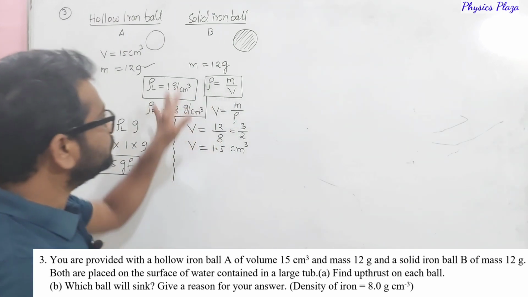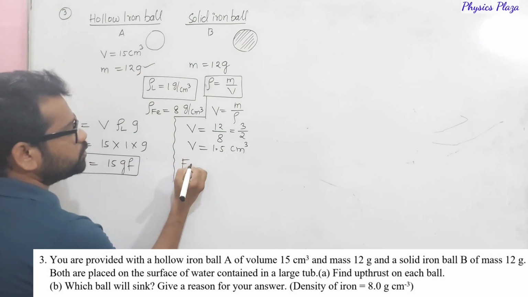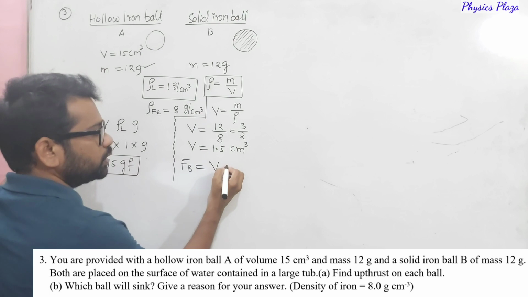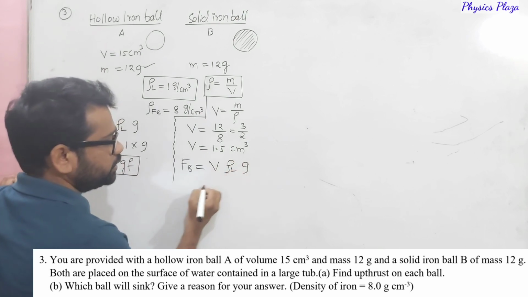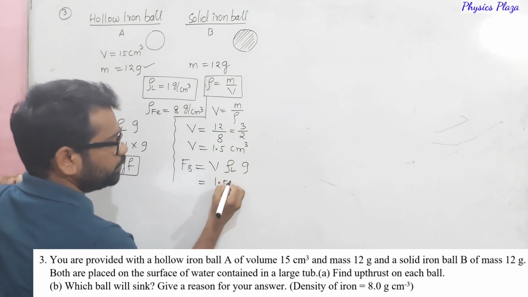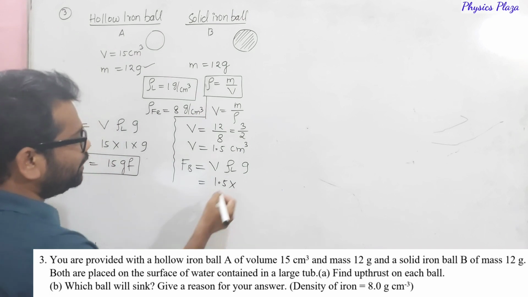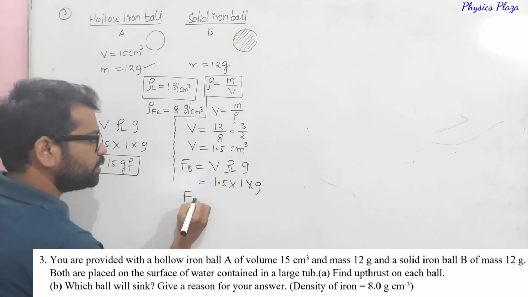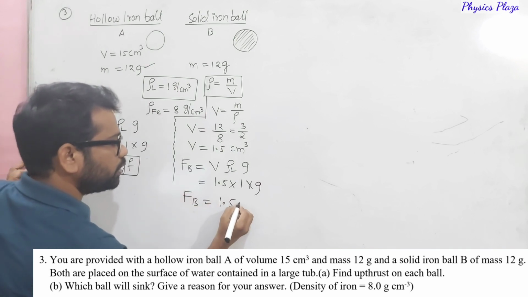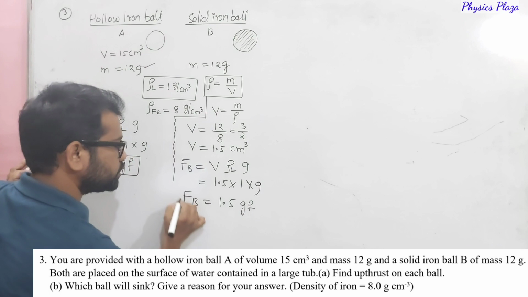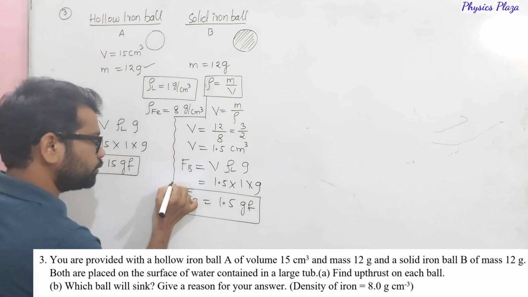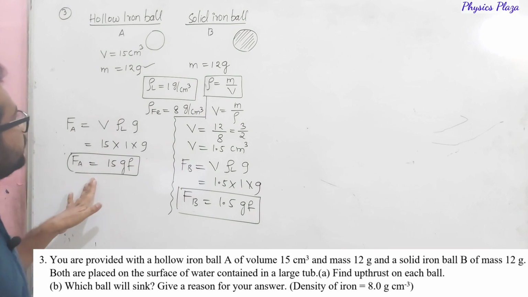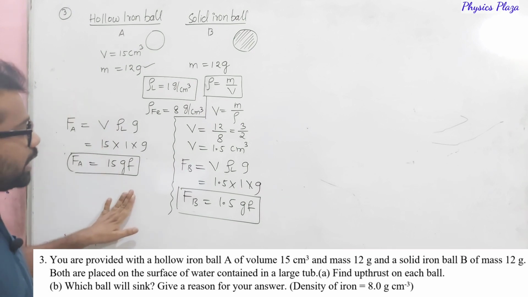Now let us calculate the buoyant force acting on ball B: volume of the body, density of the liquid, into g. V is 1.5, which was not given but we calculated, and the density of the liquid is 1, into g. So look here, children, FB is equal to 1.5 gram force.